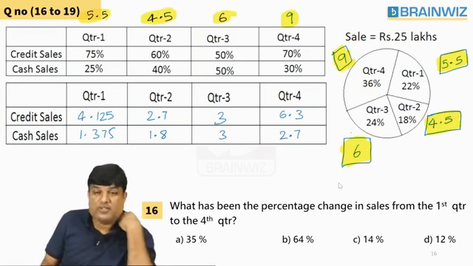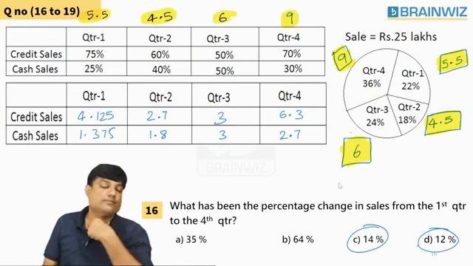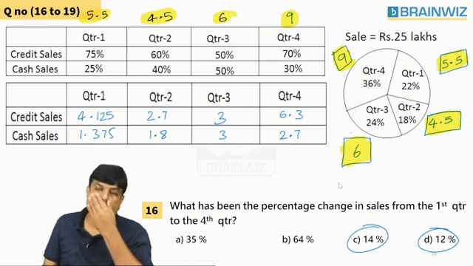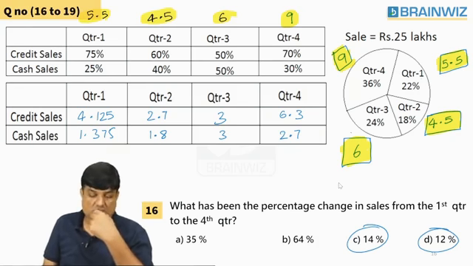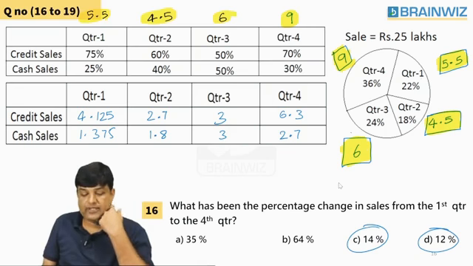12%. Some people say 14%. Some people say 12%. Good. Very good. Mayank says 14%. Good. Aditi, everybody says 14%.